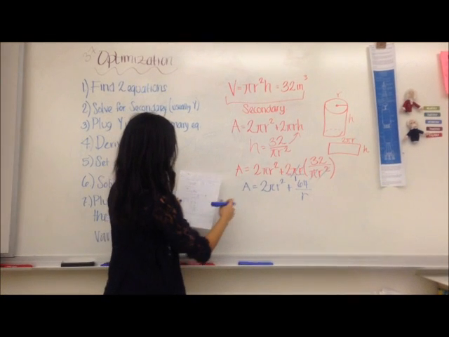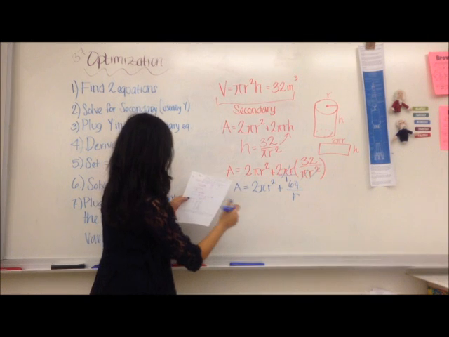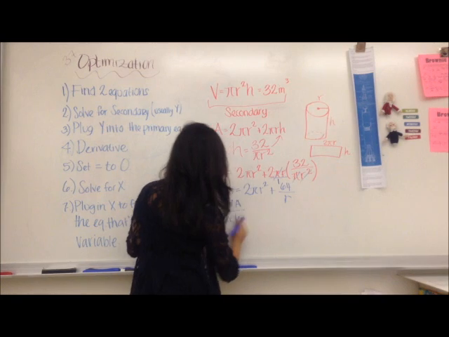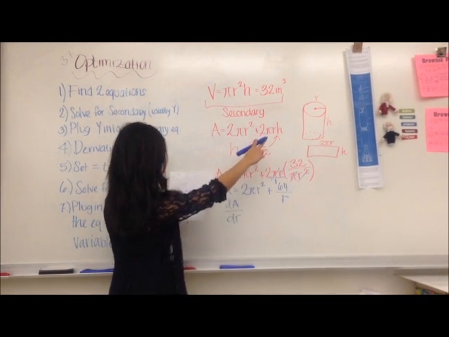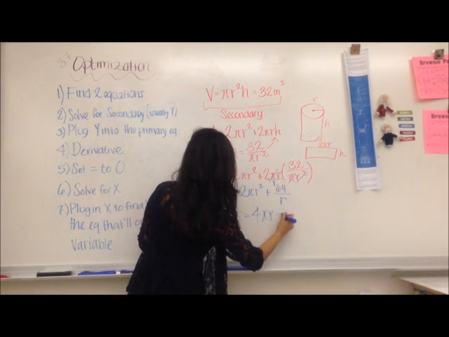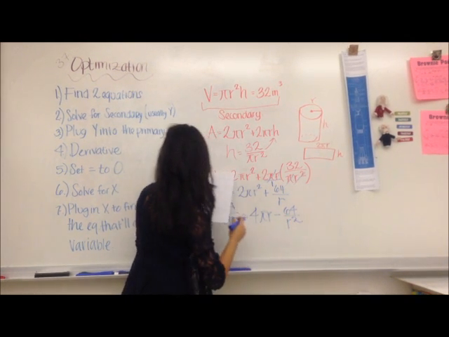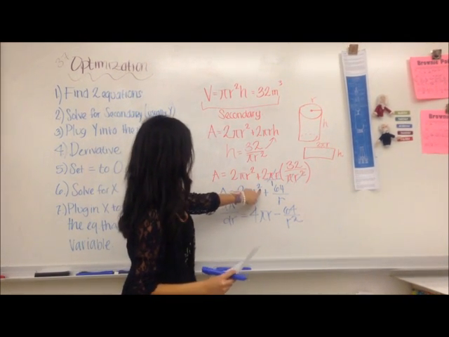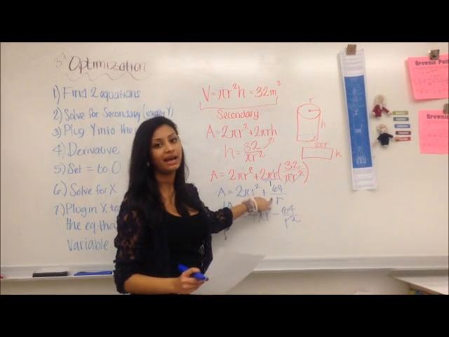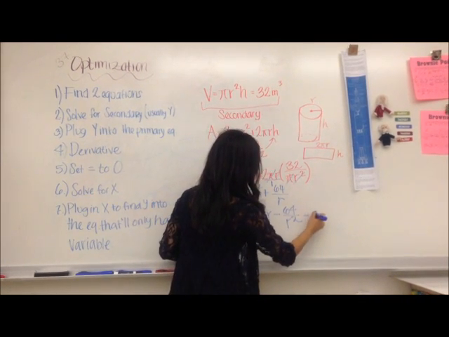So the derivative of A equals 2 pi r squared plus 64 over r is dA over dr. And we keep it dr because it's in terms of radius. And that becomes 4 pi r minus 64 over r squared. And we get that because we bring the exponent out in front, and we do the low d high, high d low with your 64 over r, and then you set that equal to 0.